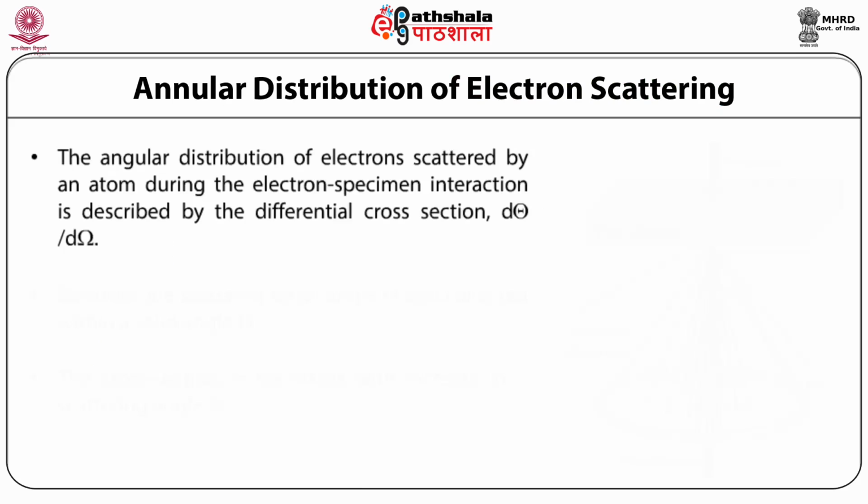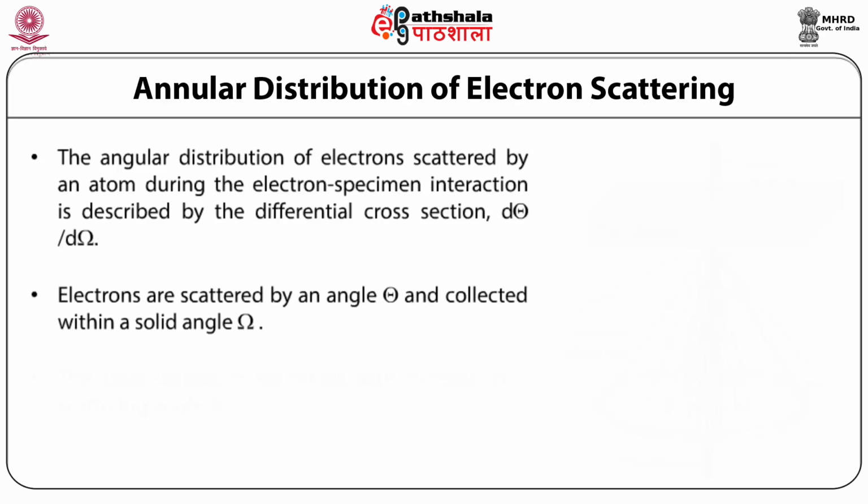The angular distribution of electrons scattered by an atom during the electron specimen interaction is described by the differential cross section d sigma by d omega.